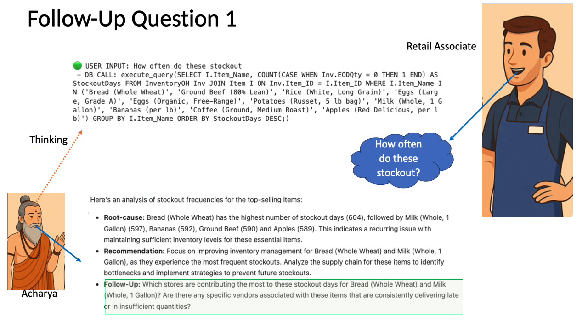Here we discuss the follow-up question 1. Associate uses the follow-up suggested by Acharya in the previous step and seeks Acharya's help by asking, "How often do these stock out?" Since the question is more clear and is a follow-up from previous step, Acharya is able to use the stage memory and run just one function call to come up with a structured answer.